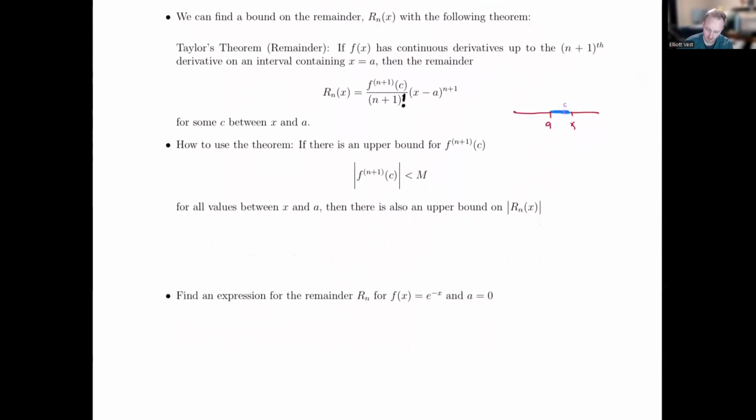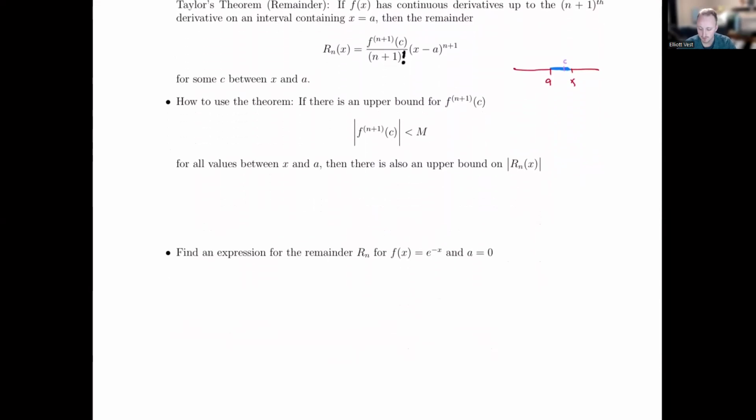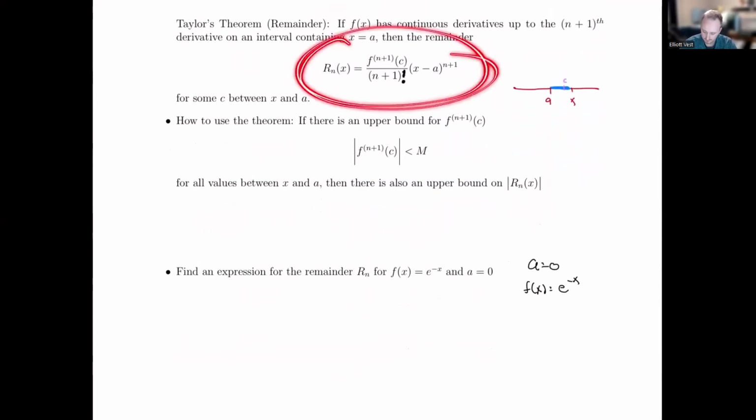Okay, so let's do that for two problems here. Find an expression for the remainder, Rn, for f of x equals e to the negative x, and a is equal to 0. So we have a is equal to 0, f of x is equal to e to the negative x. And I know my remainder term for Rn is going to be the nth derivative of this, whatever that is. I need to find an expression for this. Well, I don't know what my n is going to be. My n is just a regular thing here.